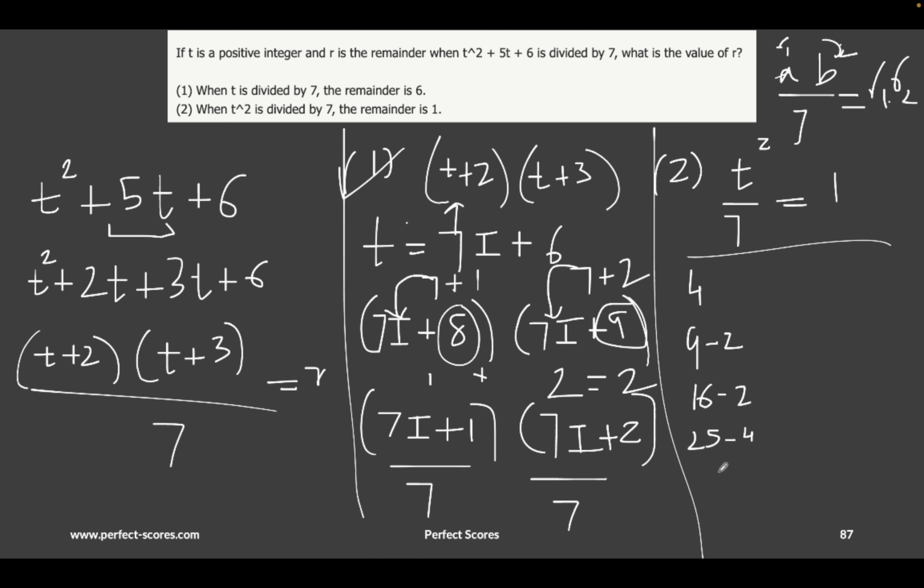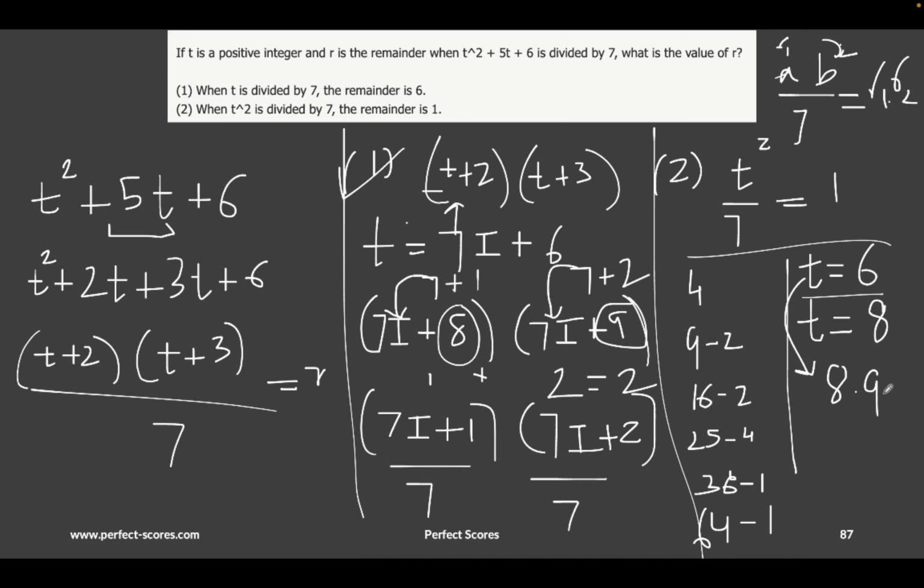So what you can do now is you got two different values for t. You can substitute that into this expression, which is t plus 2 times t plus 3. So when t is equal to 6, the expression is going to be 6 plus 2, 8, times 6 plus 3, 9. So you're going to get 72. And when you substitute t equals 8, that's going to be 8 plus 2, which is 10, and 8 plus 3, which is 11. So you're going to get 110.